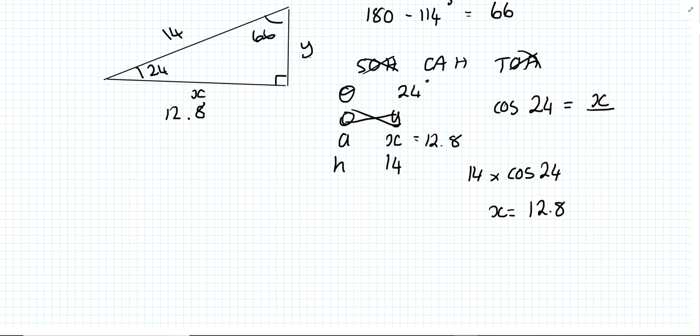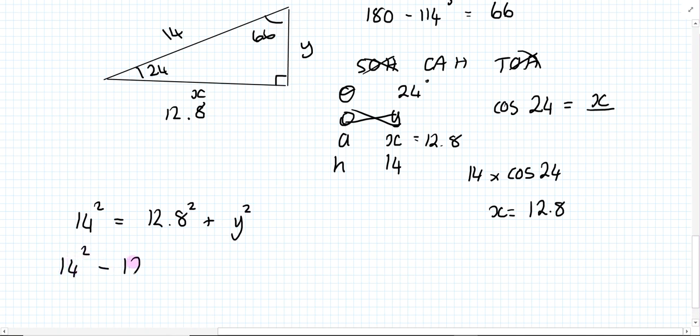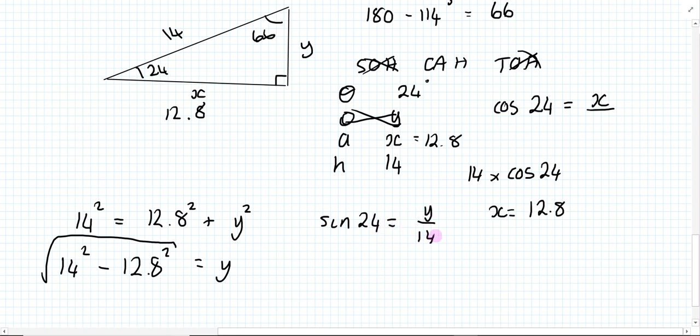Do you want us to actually work it out? Should we see the difference between what happens if you do trigonometry and Pythagoras' theorem? So we've got 14 squared should equal 12.8 squared plus y squared. So we've got 14 squared minus 12.8 squared, square rooted, equals y. Or I would be saying it's sine of 24 is equal to y over 14. So I've got 14 times sine of 24 equals y.